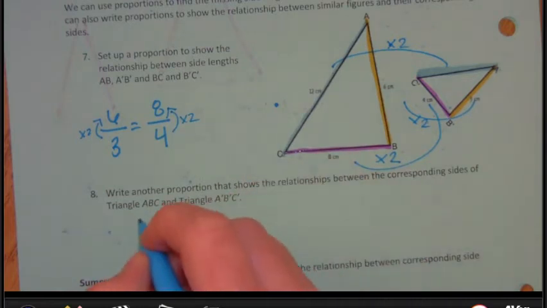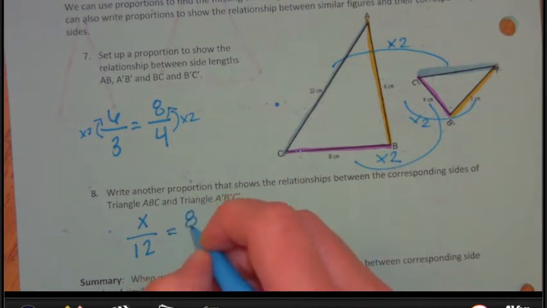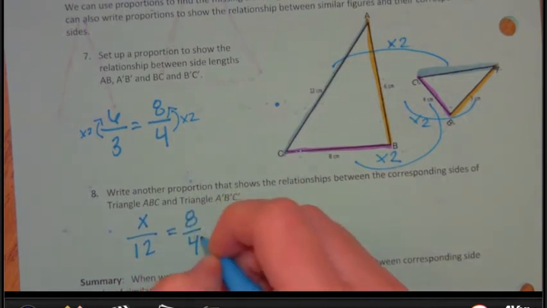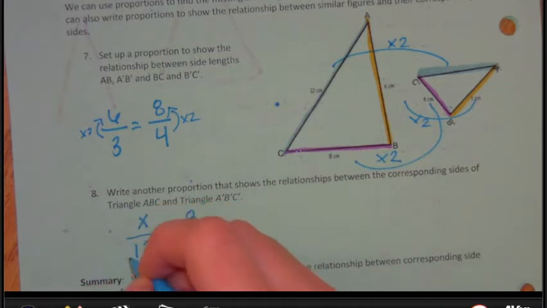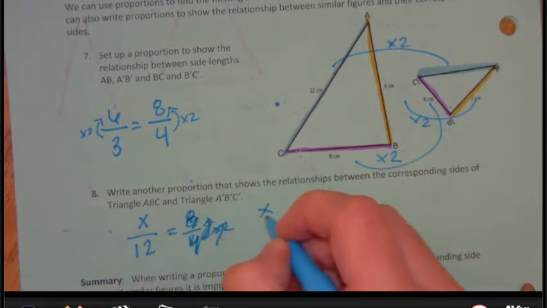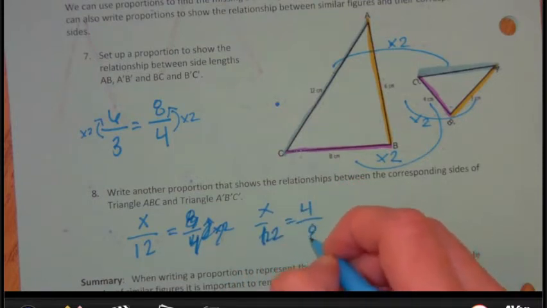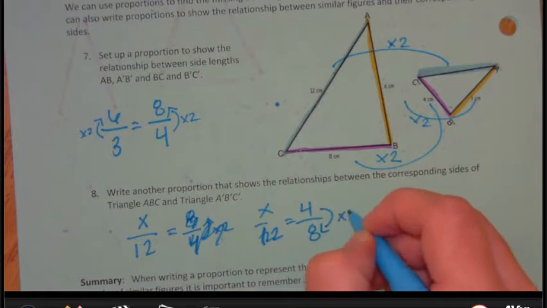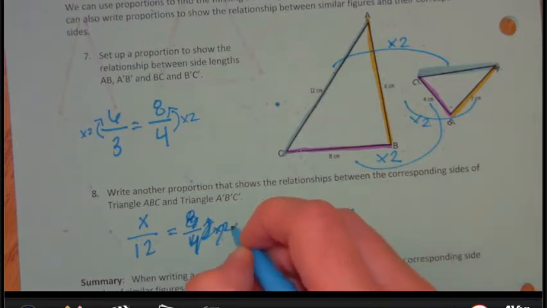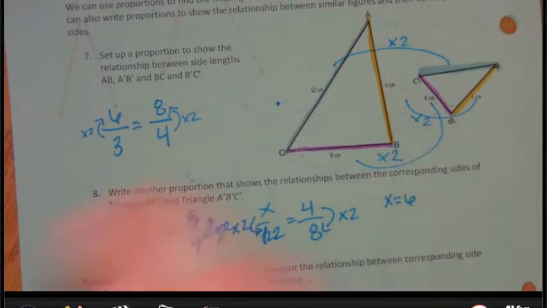Let's do x over 12, and we're going to set it equal to 8 over 4. Well, if I went from here and multiplied by 2 here, did I do that in the right order? Nope. Other way. X over 12 is equal to 4 over 8. I flipped it around. From here to here, it's times 2, so from here to here, it needs to be times 2. What times 2 can get me to 12? The answer is 6. So x is equal to 6.